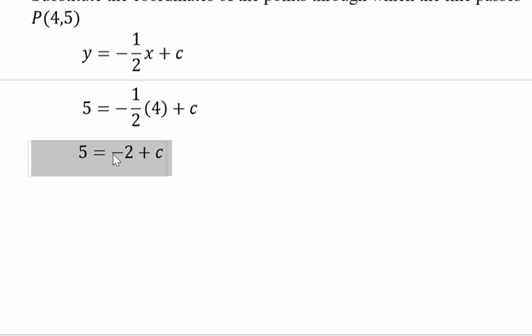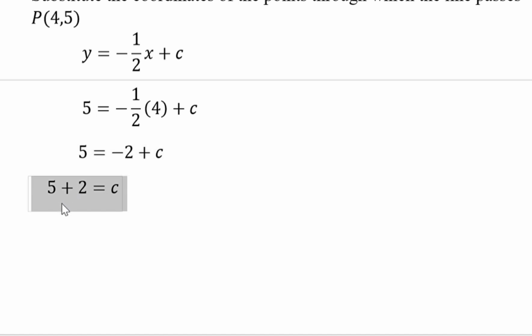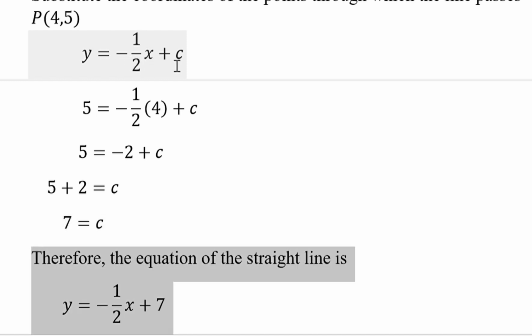Take negative 2 across equal signs. It will change to positive 2. So we shall have 5 plus 2 being equal to c. And this means c is equal to 7. Take this 7, substitute it here, and the equation will be complete. So the equation now reads y is equal to negative half x plus 7. And that is the equation.